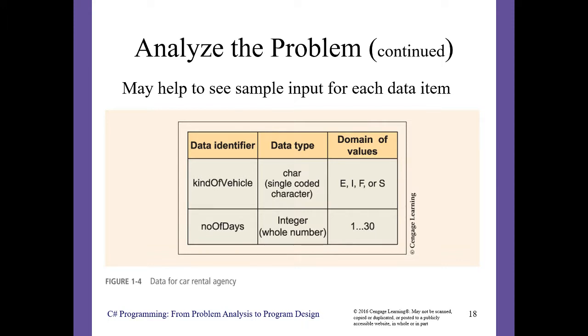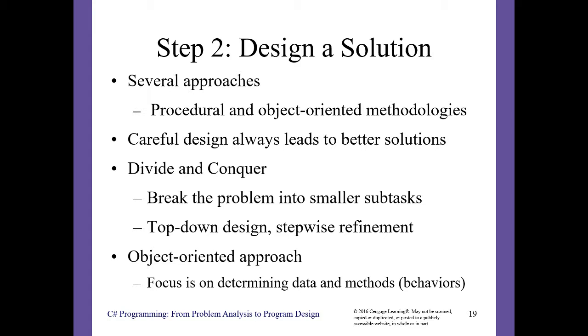In this little example here, we have an application where we've decided that we need to keep track of the kind of vehicle, which we're going to keep track of in a char data type, a single character. And we want to keep track of how many days the person is going to have this rental car for, and we're going to keep track of that in an integer variable called no of days.